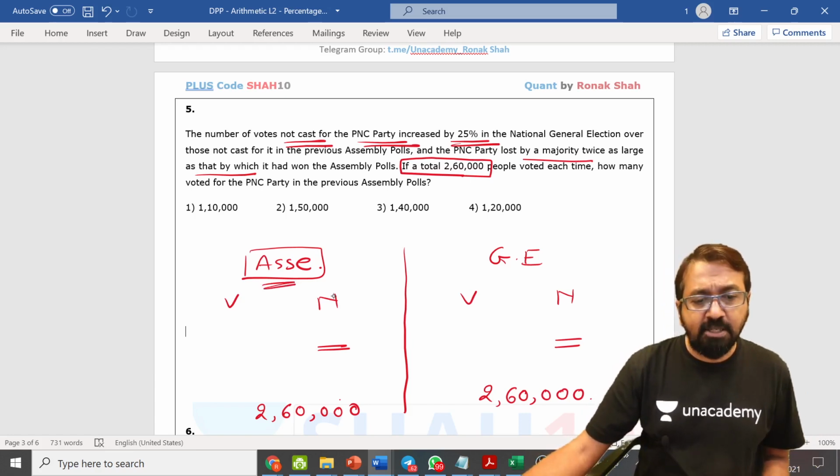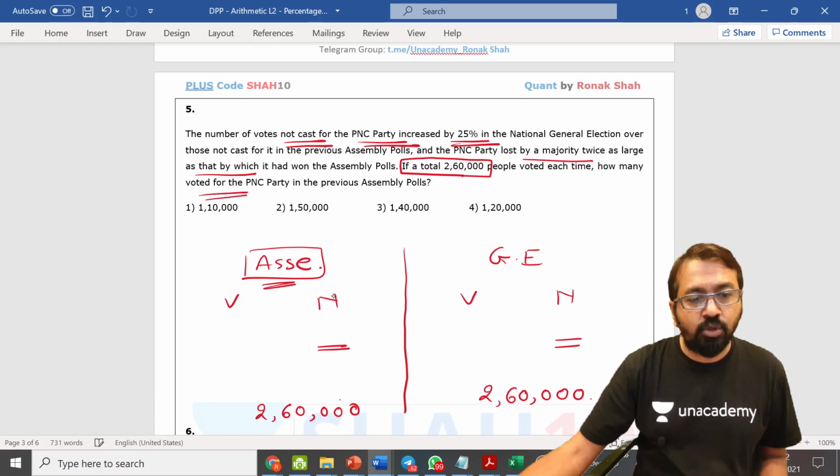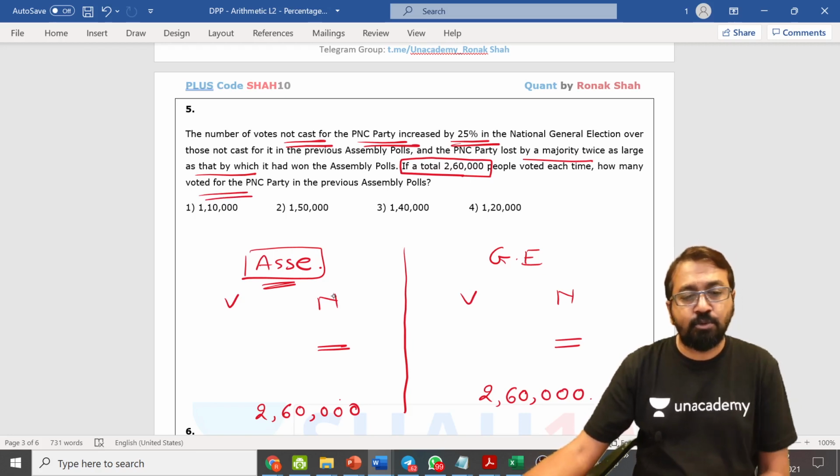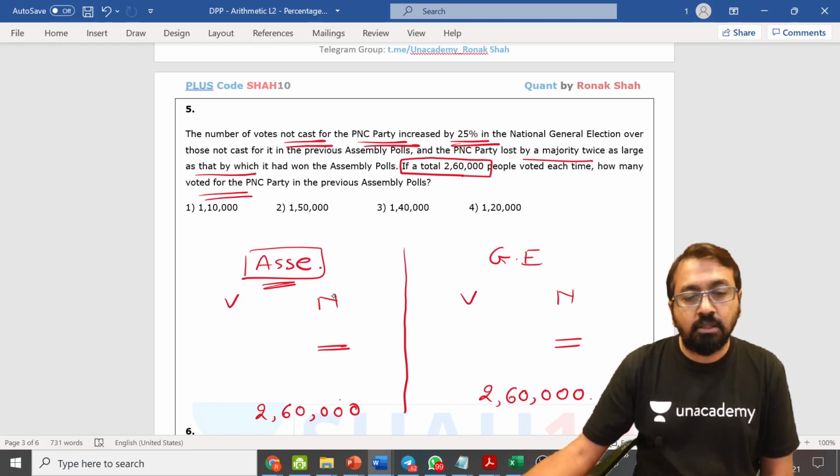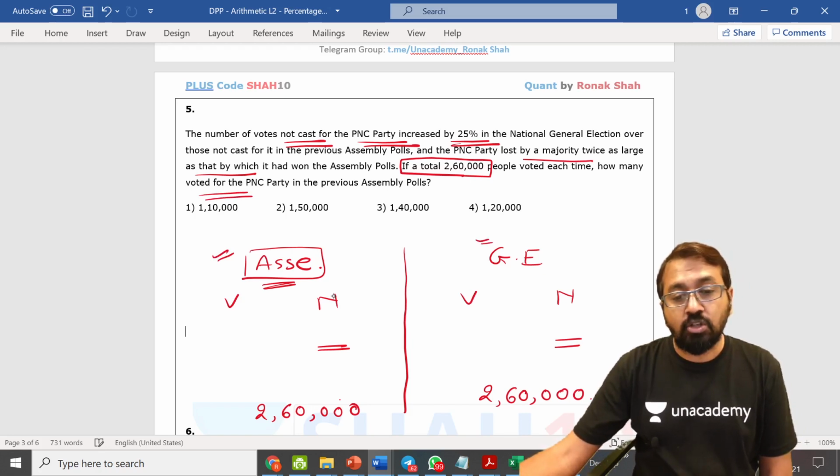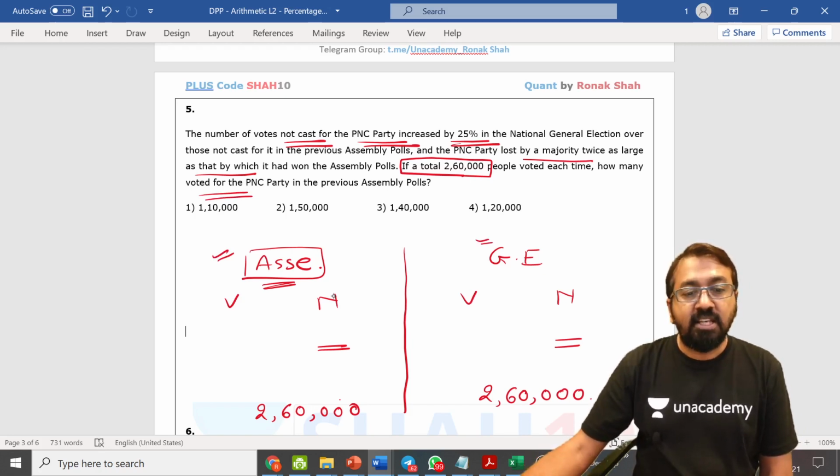Definitely in assembly polls, they are asking us how many people voted for the PNC party in the previous assembly polls. We know that the PNC party won the assembly election and lost the general election. That means in the assembly election, the number of votes received should be more than 1,30,000, or the number of people who voted for it should be more than 1,30,000. So there is no point in taking this option and this option. So now we are left with just two options.